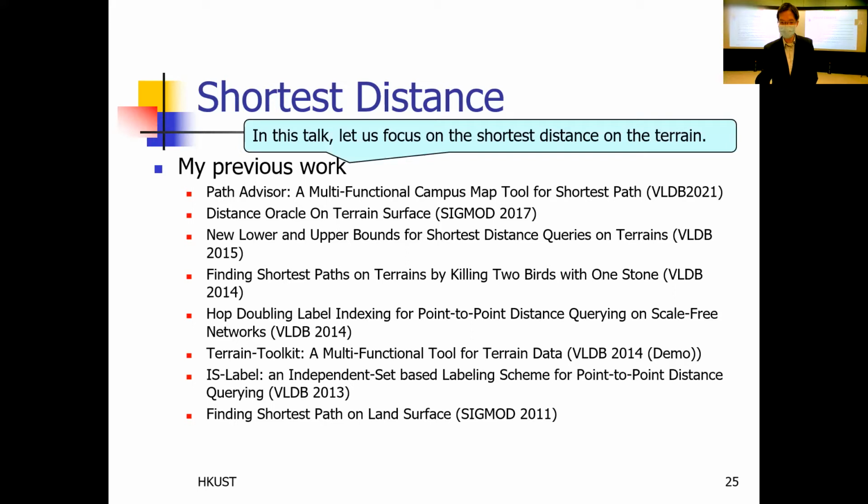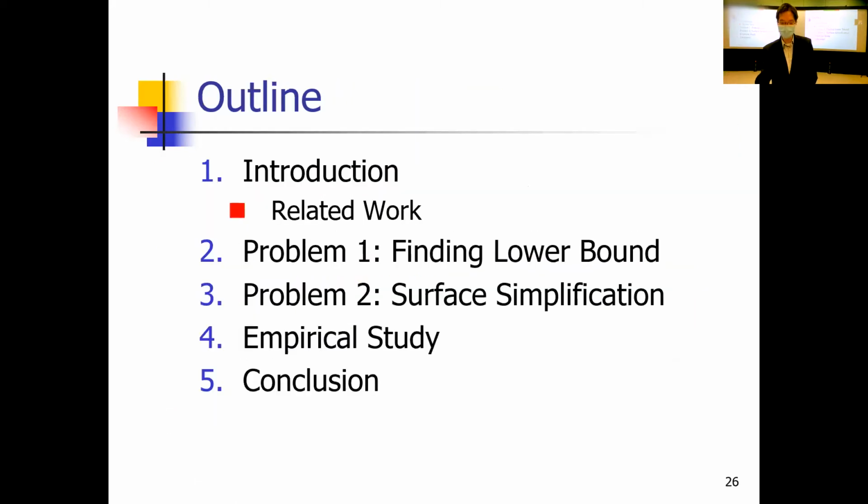Today, okay, in this talk, we would like to focus on one particular shortest distance query, which is shortest distance on the terrain, which is a new direction. Here, this is my work related to the shortest distance on terrain. Okay, let's see the first one. I want to highlight this one, finding shortest path on terrain by killing 2 birds with 1 stone. This paper, the presentation outline is as follows. First of all, we'll talk about the introduction of the paper, and then we will go through 2 problems, problem 1 and problem 2, finding lower bound and surface simplification, and then empirical study and conclusion.